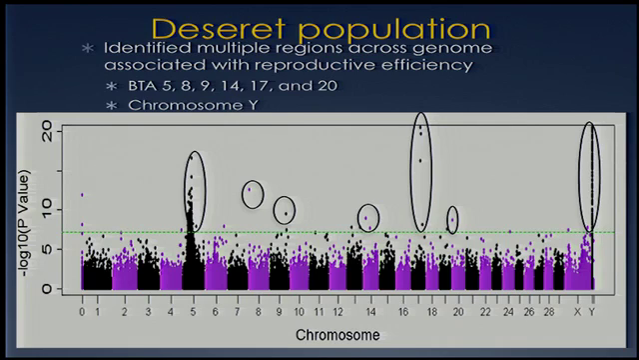So next, looking at the Deseret population, we were first interested to see if the Y chromosome thing repeated, and it did. Again, in the Deseret population, we see the Y chromosome. We also see other regions across the genome, chromosome 5, which has been shown by other groups to be associated with twinning, and then we have some other chromosomal regions that are significant.